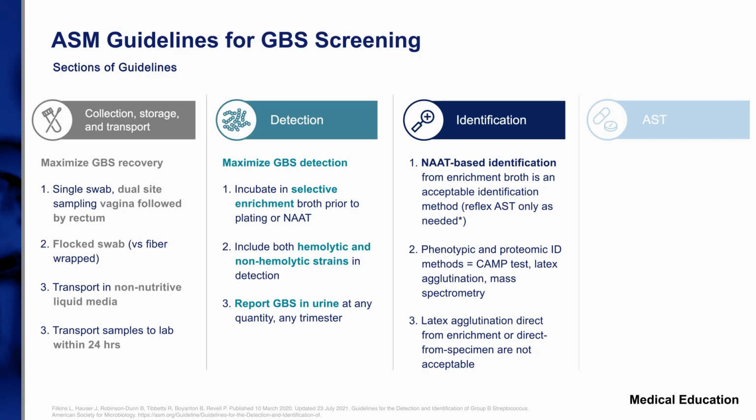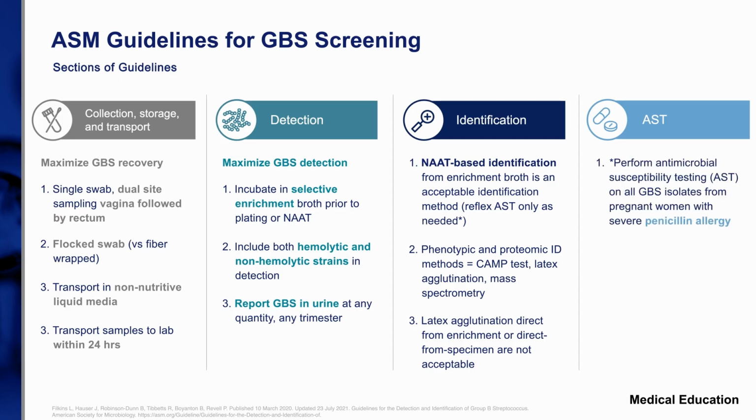And then AST. If we need antibiotic susceptibility testing, we're going to perform AST on all GBS isolates from women who have a severe penicillin allergy. Because if the mother does not have an allergy, there's no reason to branch from penicillin because it works great. But if they do, you need the backup drug, right? And so the backup antibiotic we need is clindamycin.